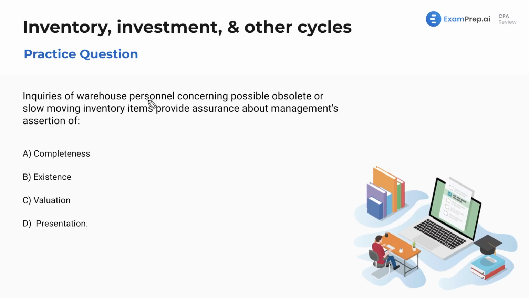Inquiries of warehouse personnel concerning possible obsolete or slow moving inventory items. Now, key is going to be obsolete or slow moving inventory items. This is going to be something you should get familiar with. Provide assurance about management's assertion of which of these. Now, when we're talking about obsolete or slow moving inventory, are we worried about completeness? Are we worried about ensuring that all inventory is counted for? Not particularly. This is going to tie in with a different assertion.